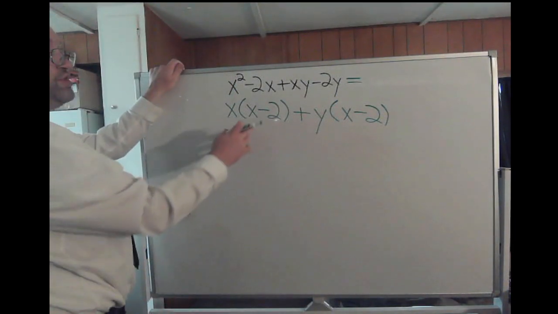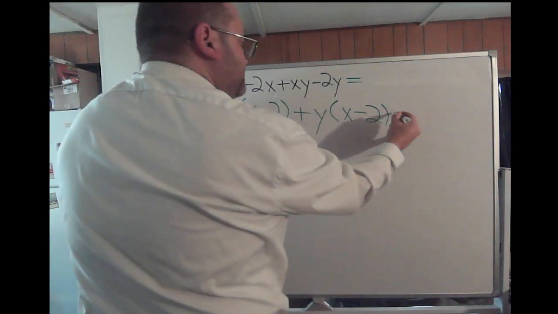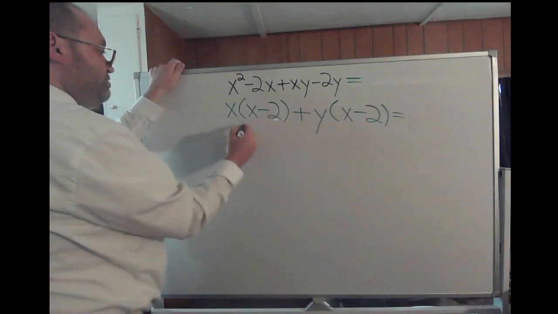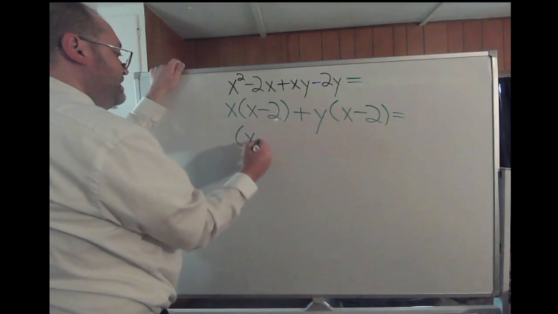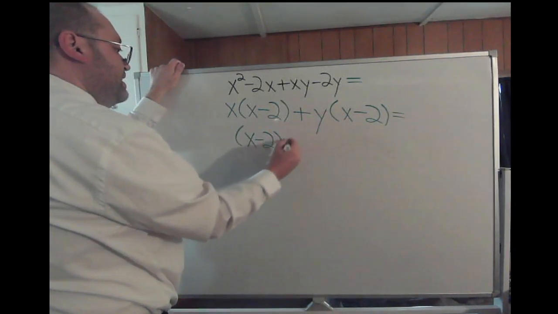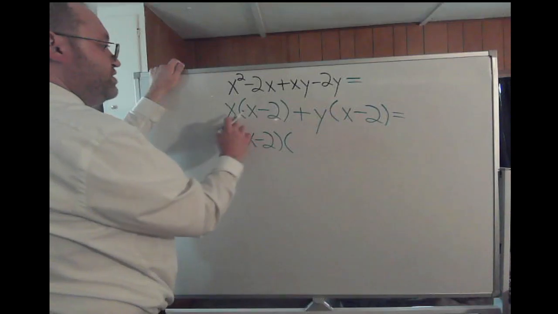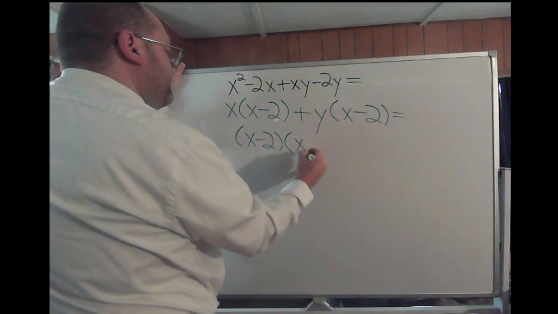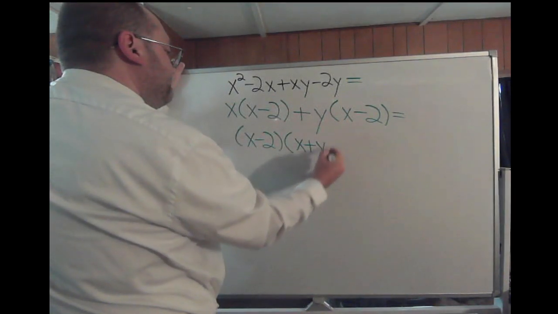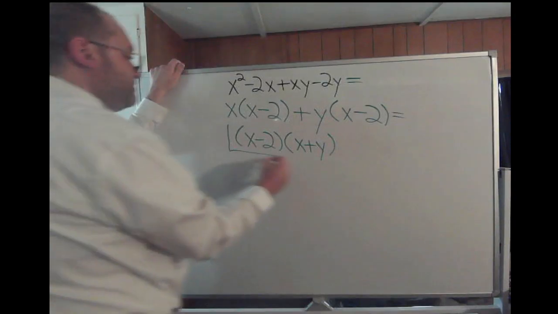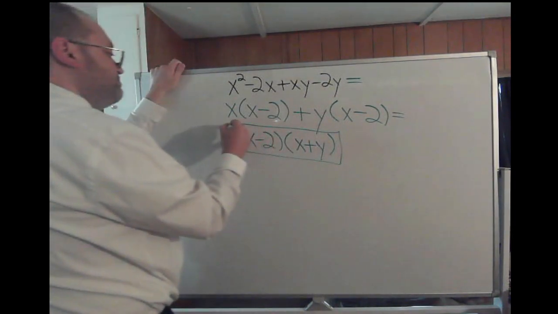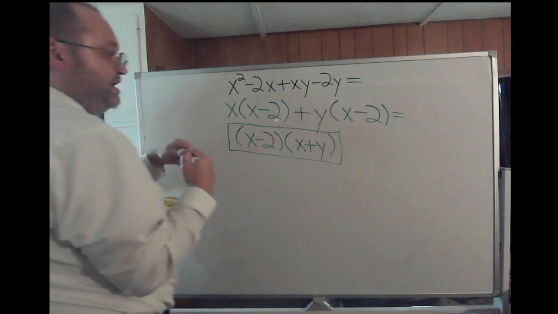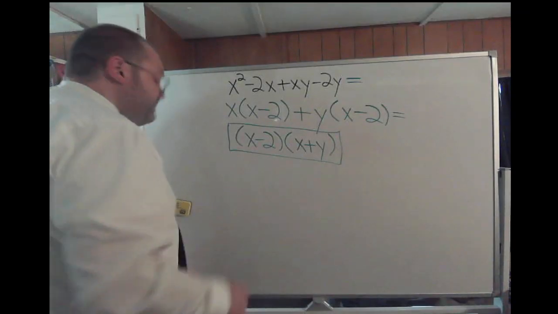And what do you know? We have now two terms with a common x minus 2. So we can factor out that common x minus 2. That just leaves you with your second factor being the quantity of x plus y. So the complete factorization of this particular expression would be the quantity of x minus 2 times the quantity of x plus y.